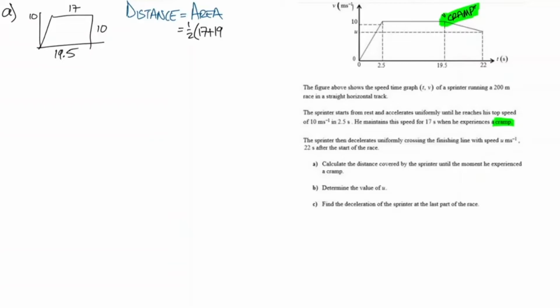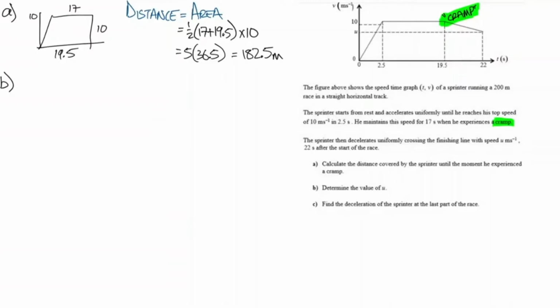So, formula for trapezium is going to be half the parallel sides added together, so the sum of the parallel sides multiplied by the distance in between them. Putting all of these in, we get a distance of 182.5 meters. So, because we can interpret the context and we know when the cramp occurred, we knew how much of the graph we had to focus on, and then it was really just a geometry question because we knew that the distance traveled would match the area underneath that graph.